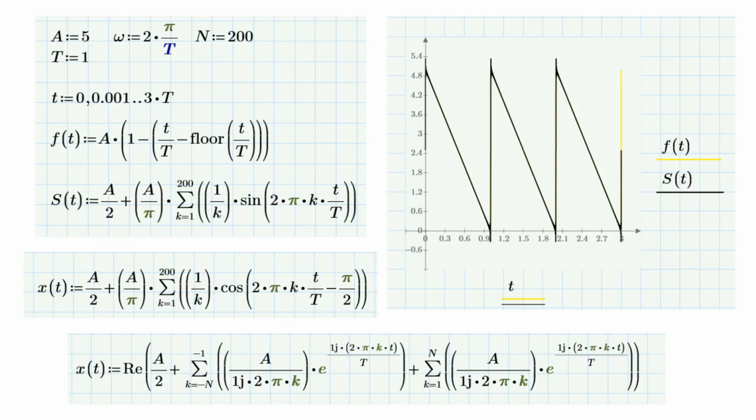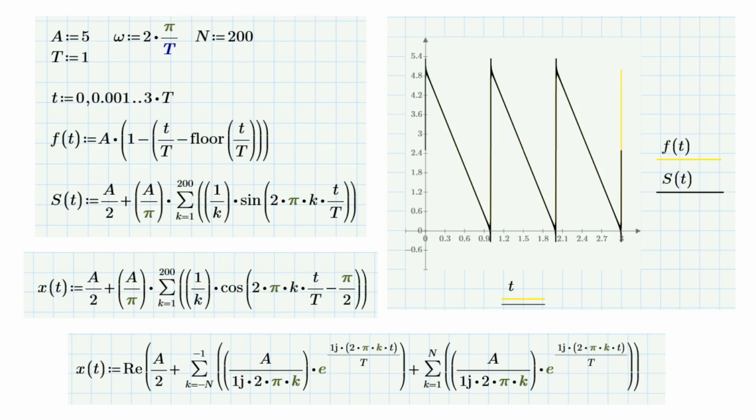The function f of t defines the original unipolar reverse sawtooth waveform. The floor function enforces periodicity, while the linear term creates the slow negative ramp within each period. Below that, S of t represents the trigonometric Fourier series reconstruction. It consists of the DC term A over 2 and a summation of the sine harmonics weighted by 1 over k. As more harmonics are included, the reconstructed signal more closely resembles the original ramp.